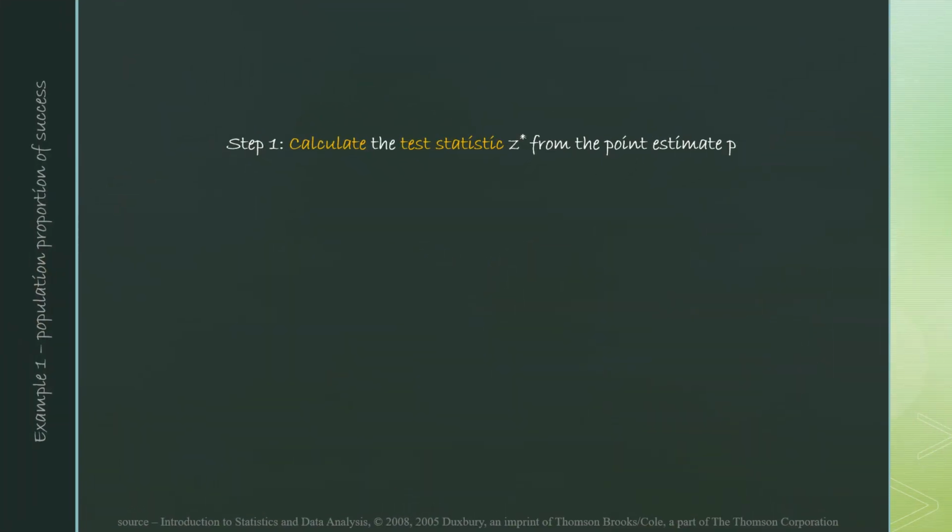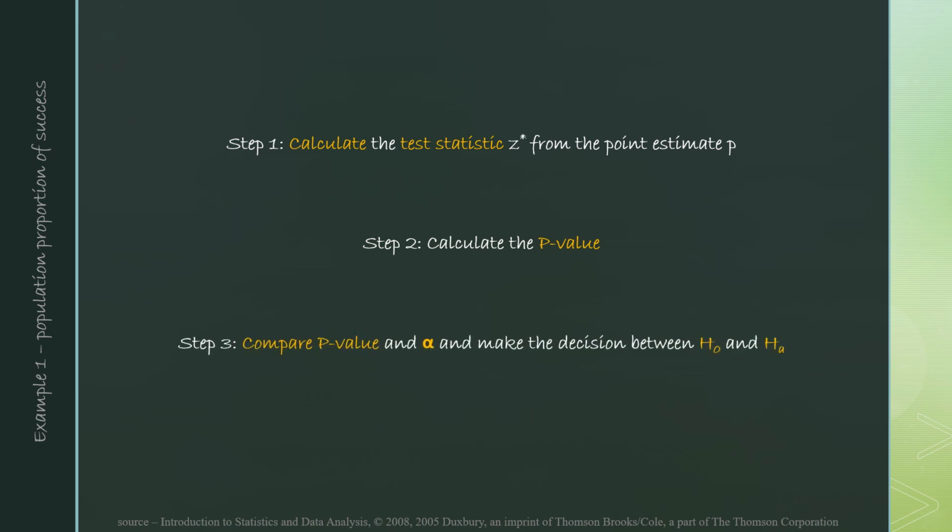In order to check the deviation statistically, we calculate the test statistic Z star from the point estimate P, calculate the P value, and compare the P value and alpha. In other words, statistically evaluate the deviation and make the decision between H0 and HA.